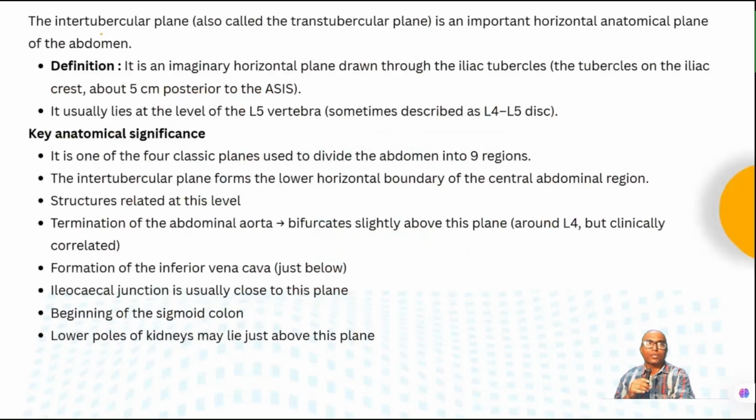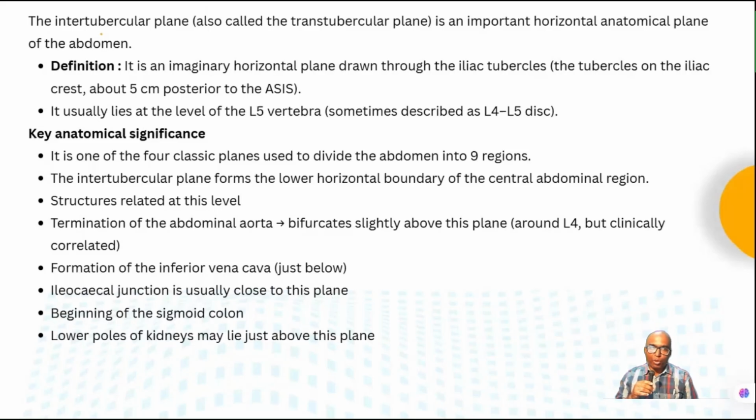Okay, so now what is the key anatomical significance? It is one of the 4 classic planes used to divide the abdomen into 9 regions. The intertubercular plane forms the lower horizontal boundary of the central abdominal region. Structures related at this level are the termination of the abdominal aorta. It bifurcates slightly above this plane, generally around L4, but clinically it is correlated. Then the formation of the inferior vena cava. The ileocecal junction is usually close to this plane.